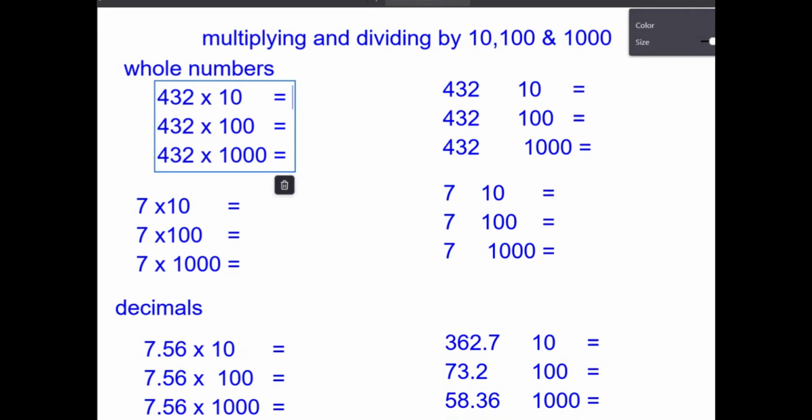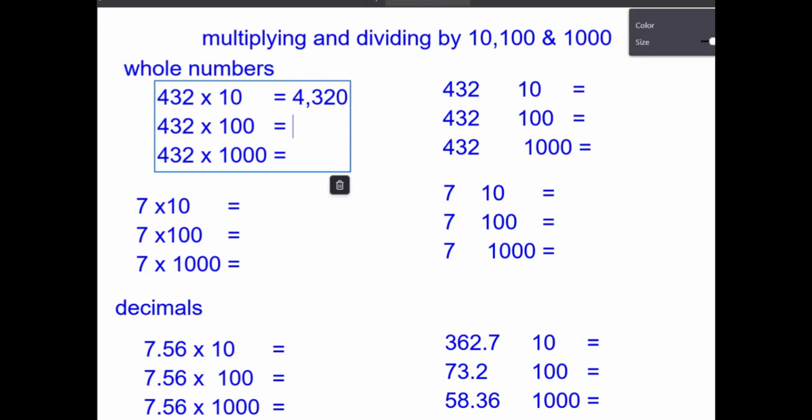So when you multiply the number 432 by 10, you're not going to do any new job. You just write the same 432, but you put a zero after it. And to read it, as we learned previously in reading numbers, it will be 4,320.